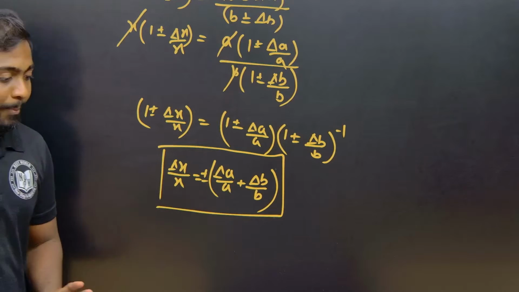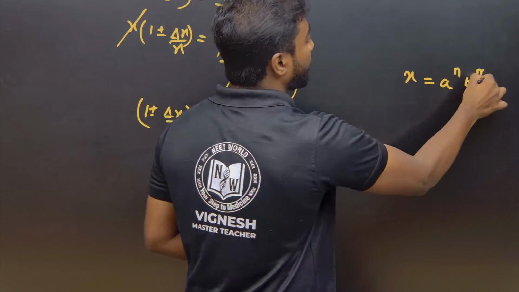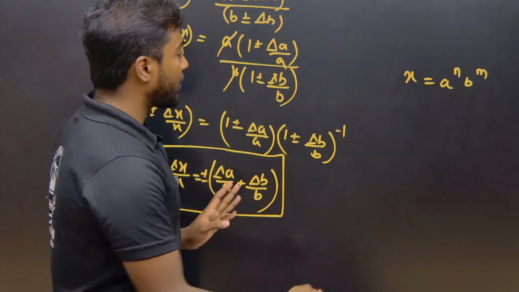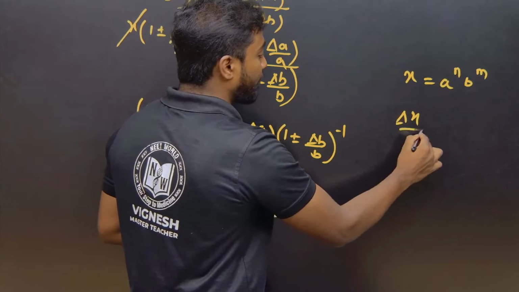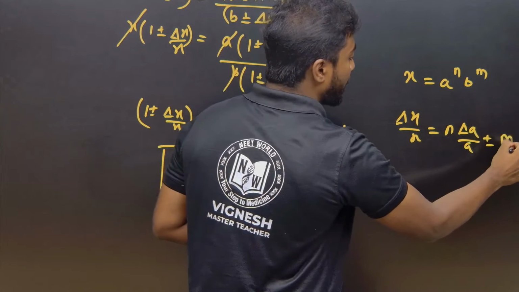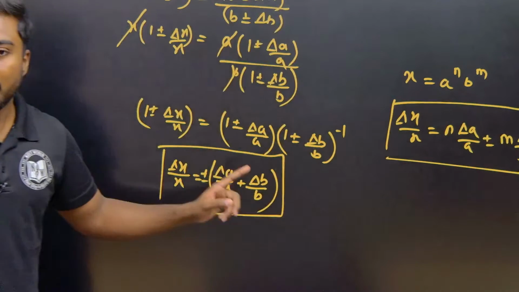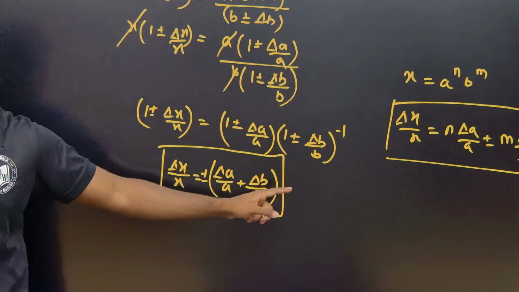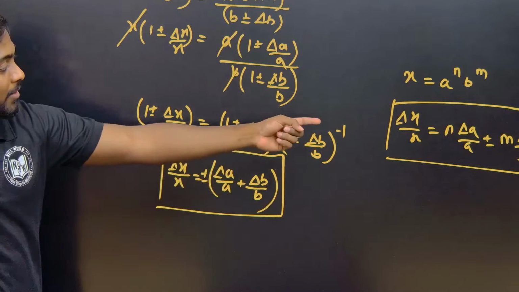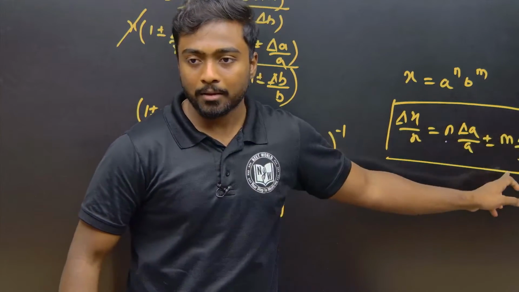Suppose if a power is given, x is equal to a to the power n, b to the power m. The powers can be negative or positive, whatever it is, but the formula is the same. Delta x by x should be equal to n into delta a by a plus or minus m into delta b by b. This is for powers. The same formula as multiplication, delta x by x is equal to delta a by a plus or minus delta b by b, but for powers, I need to multiply the power in front of delta a by a and delta b by b. You can take it down.